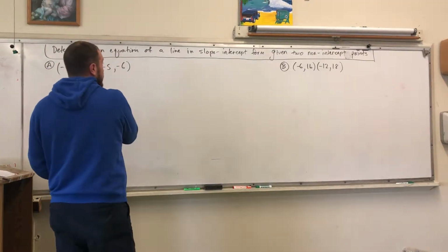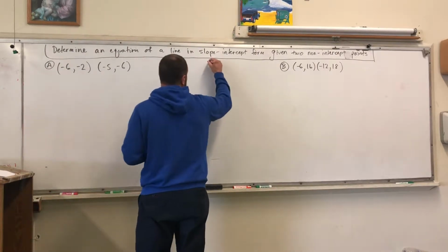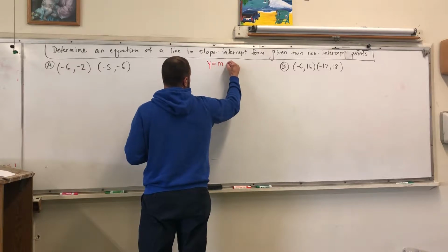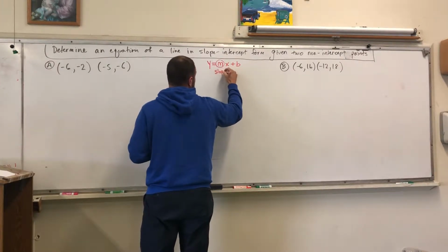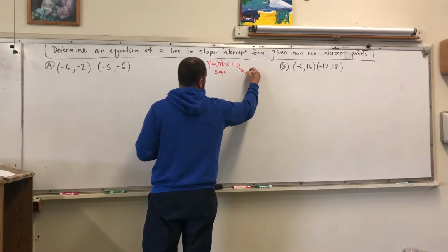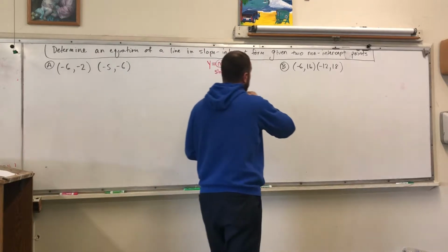Determine an equation of a line given in slope-intercept form. In slope-intercept form. Slope-intercept. This is usually your step one in graphing. This is usually how we get to another point.